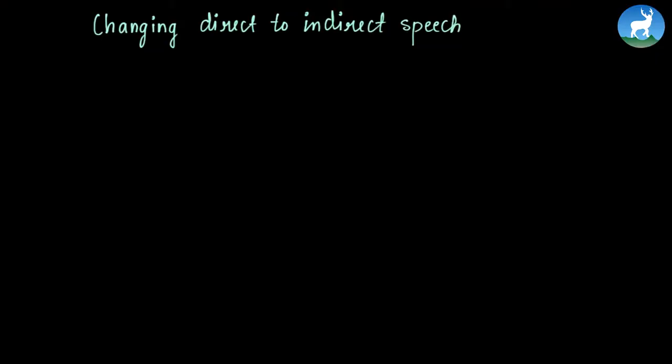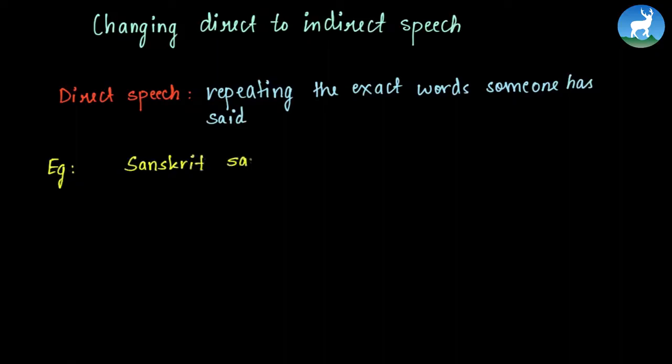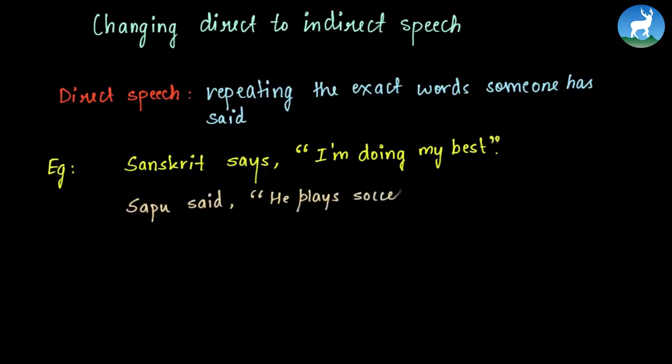First, we will learn what direct and indirect speech are. In direct speech, we repeat the exact words that someone has said and we quote them. For example, in these examples, we can see that the exact same words are quoted. This is direct speech.